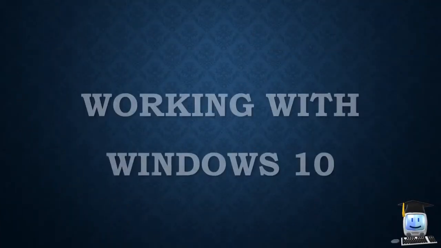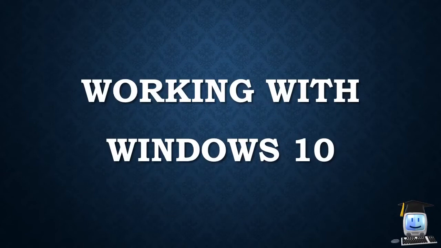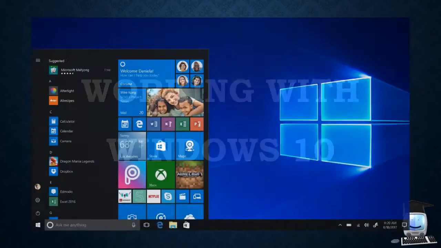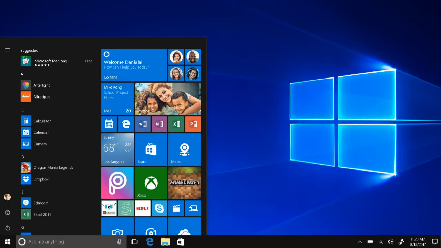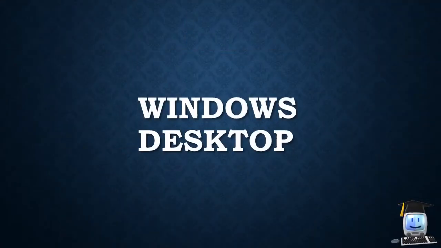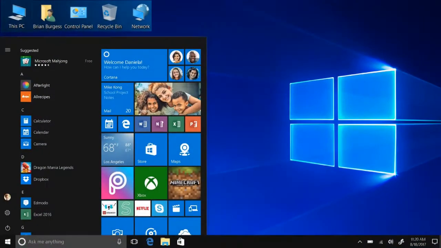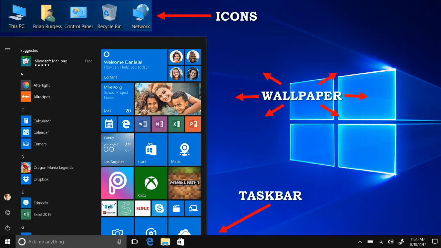Working of Windows 10. When we start the computer, Windows 10 will automatically start within seconds, and the main screen that appears is called desktop. Now, Windows Desktop. It contains useful and frequently used items or programs. There are mainly three things that you see on the desktop, that are icons, wallpaper and taskbar.